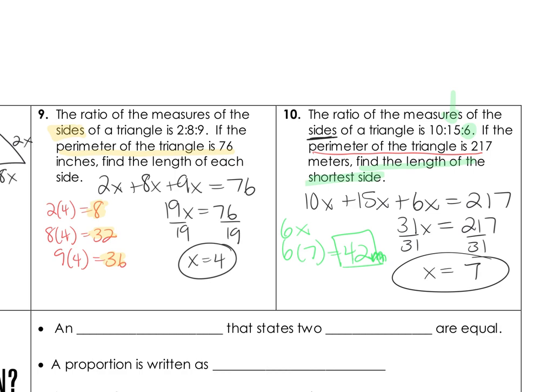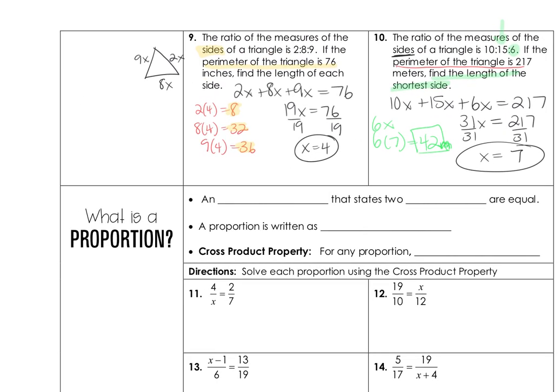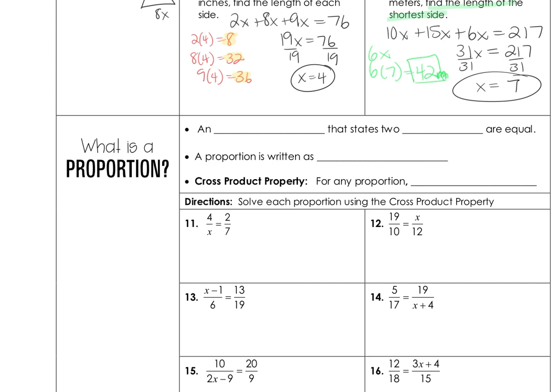We've seen ratios. Let's take a look at proportions. A proportion is going to be an equation that states two ratios are equal. A proportion is going to be written as A over B equals C over D. So you've got two ratios, they're equal to each other. We're in the world of equations.